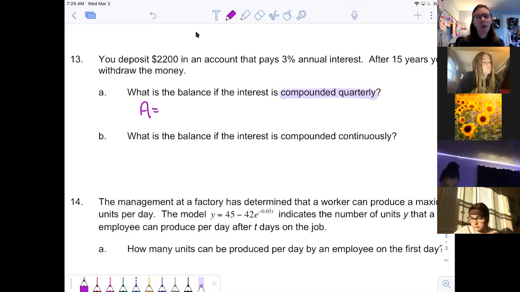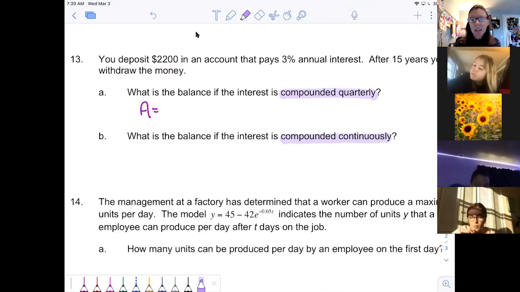So when we're talking about it being compounded quarterly, there's a different formula than if it's compounded continuously. So two different formulas. Continuously is the formula we talked about yesterday. Quarterly is the formula we talked about in section 7.1. Gabby Soul, do you remember what the formula is if it's compounded quarterly or monthly or daily?